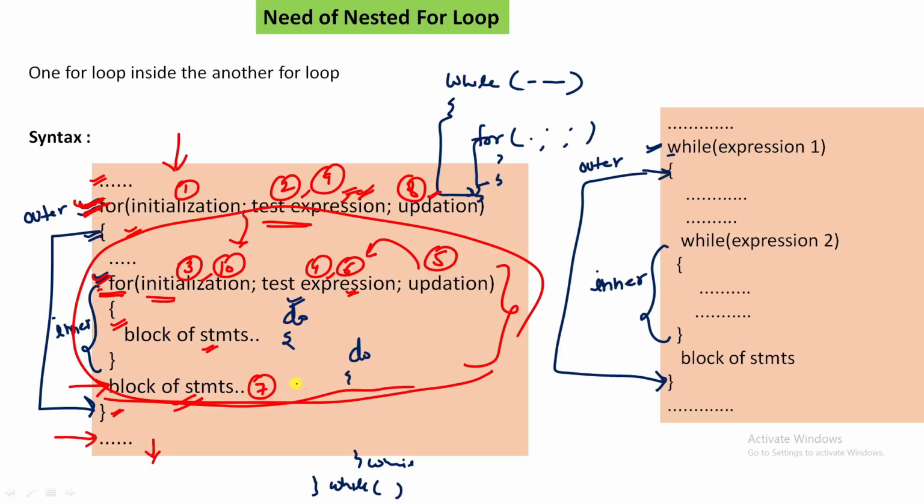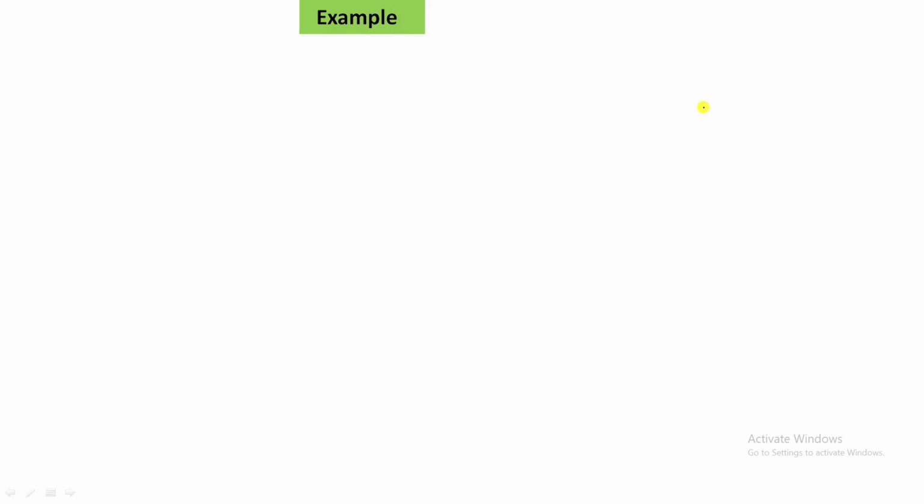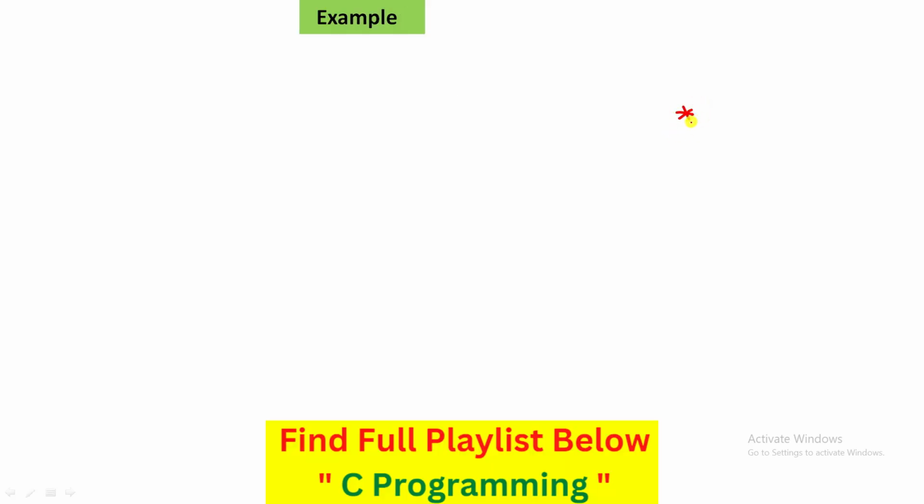So now let's see how we can use this nested for loop, or what is the need of this nested for loop, with the help of an example. So let's say you have to print this one star. This is one character, this star or asterisk. Then how can we print? So simple, we can just do printf, and then in double quotes we can write this star.